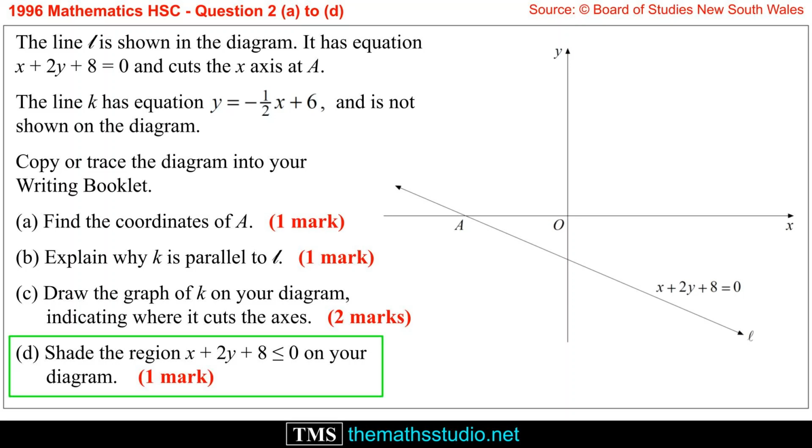Part D. Shade the region x plus 2y plus 8 less than or equal to 0 on your diagram.